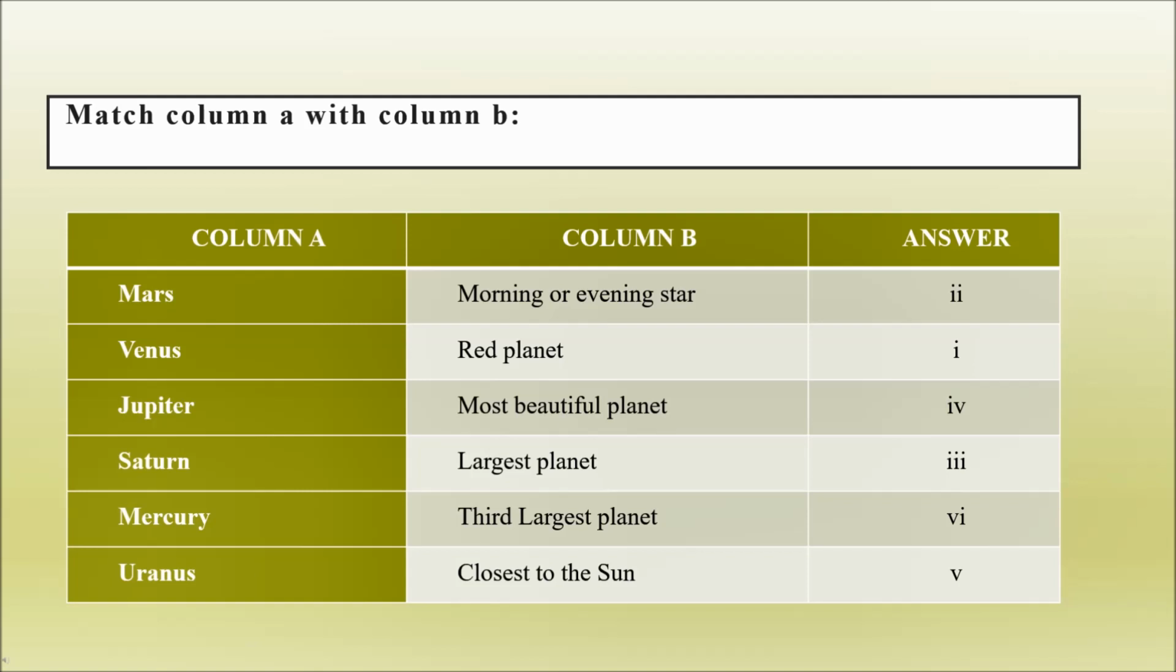So the Mars, red planet. Venus, morning or evening star. Jupiter, largest planet. Saturn, most beautiful planet. Mercury, closest to the Sun. Uranus, third largest planet.